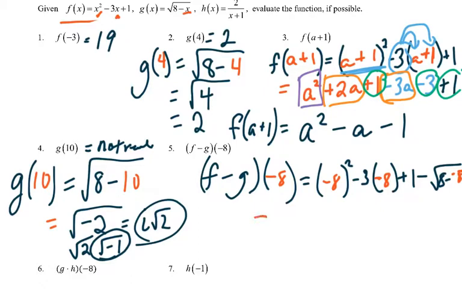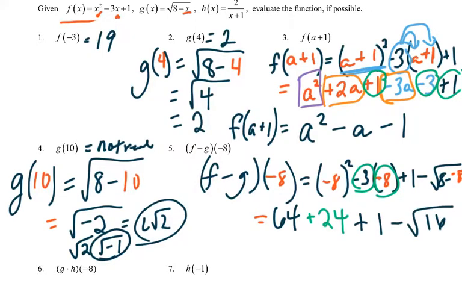So then when I evaluate that, I end up getting negative 8 squared is 64. Negative 3 times that, or minus 3 times that negative 8 gives me positive 24. Then I still have a plus 1. And then I have minus square root of 8 minus negative 8. 8 minus negative 8 is 16.